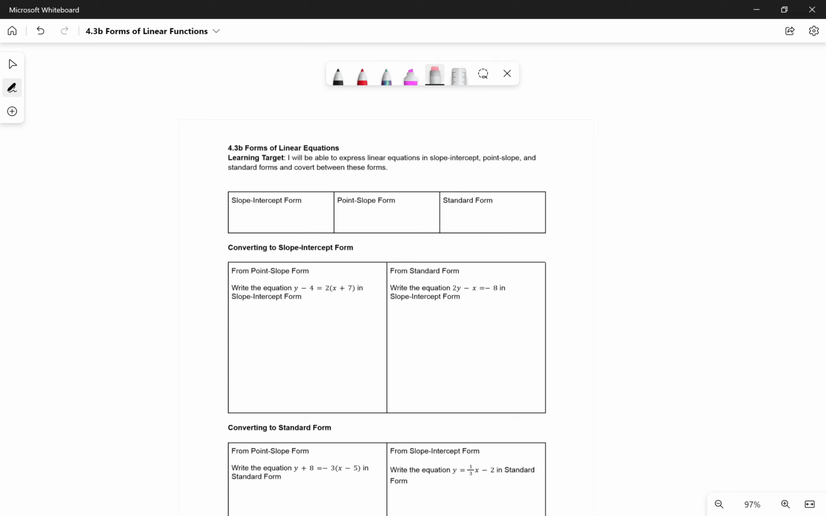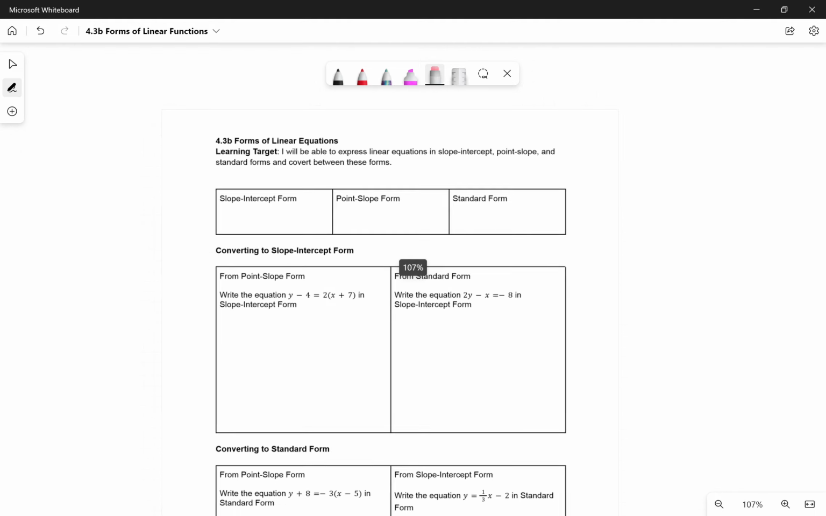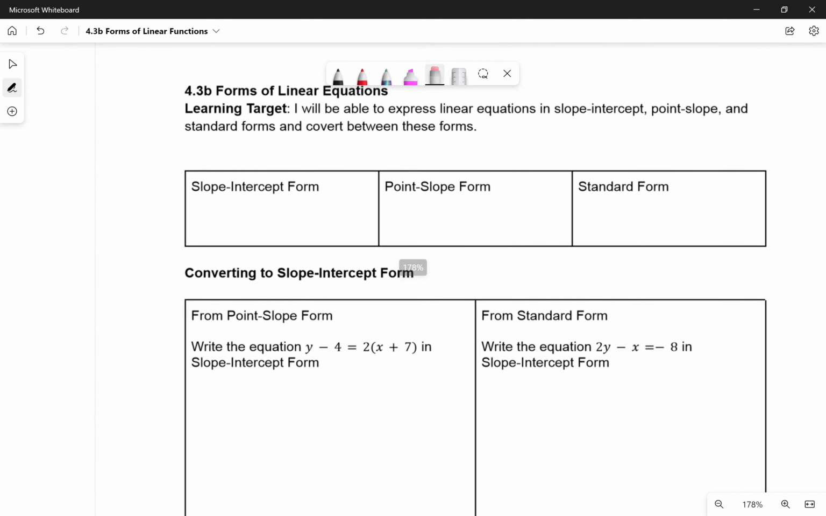Hello everyone. Today we're going to be talking about forms of linear equations. And our goal today is to be able to express linear equations in slope-intercept form, point-slope form, and standard form, as well as being able to convert between these forms. So we're going to bring in the different types of forms that we have.